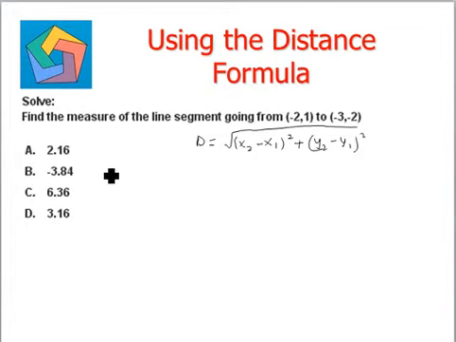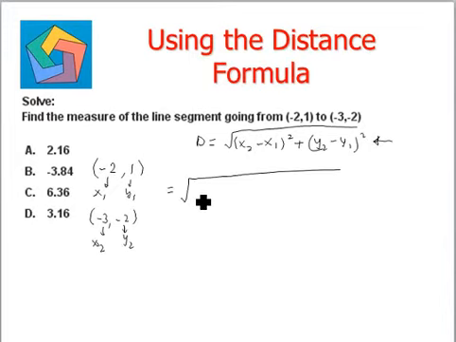In the given question we are given two points, negative 2 comma 1. This would be x1, this is y1, while the second point is negative 3 comma negative 2. This is x2 and this is y2. All we need to do is plug in the values in the distance formula. So the measure of the line segment equals x2, negative 3, minus x1, negative 2, whole squared, plus y2, negative 2, minus y1, 1, whole squared.